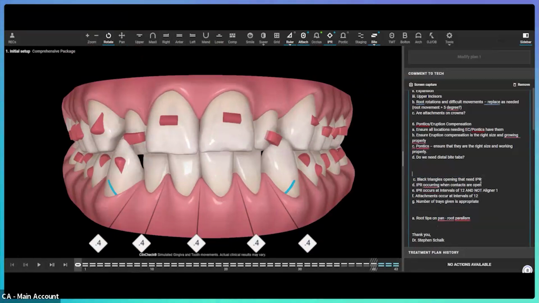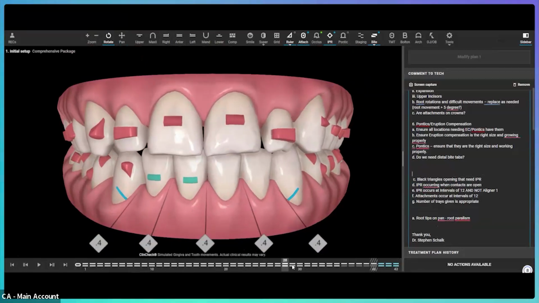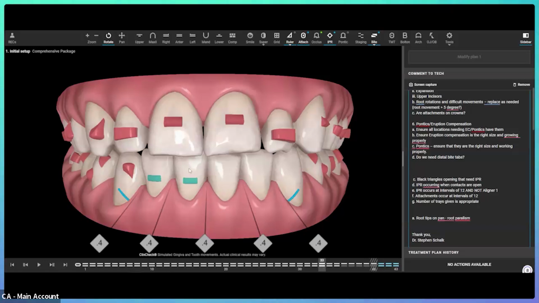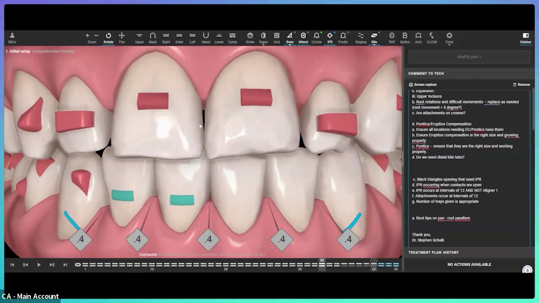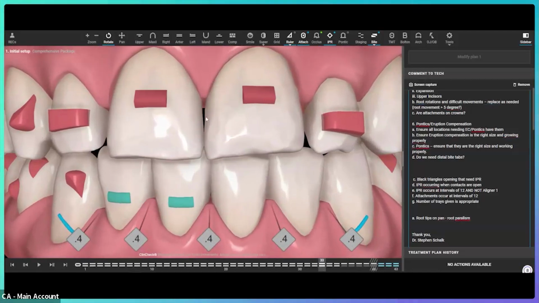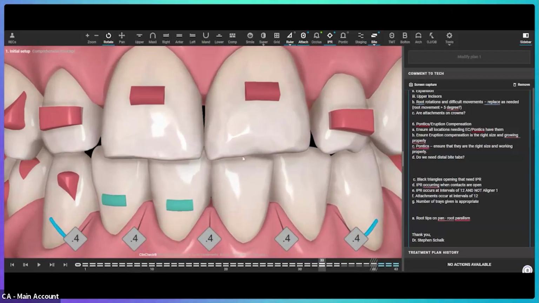Next one's going to be, are any black triangles opening up that are going to look really unaesthetic that we should consider doing IPR on in our first set so the patient doesn't end up with a giant black triangle? Now, the answer to that is somewhat yes, but he's planning to do veneers on his centrals as well. So I don't really care about the space between his centrals, like the black triangle opening, because that can be addressed later. So black triangles doesn't matter.